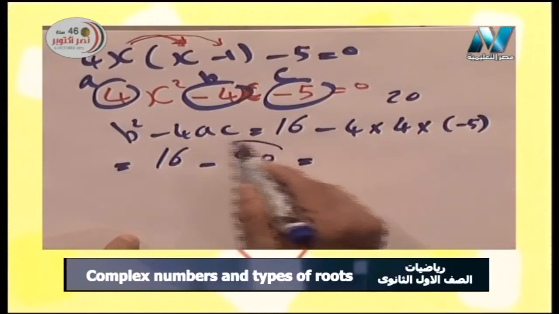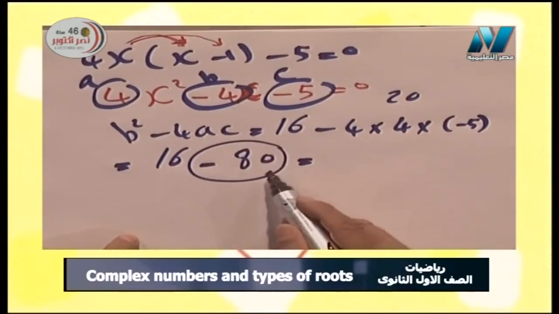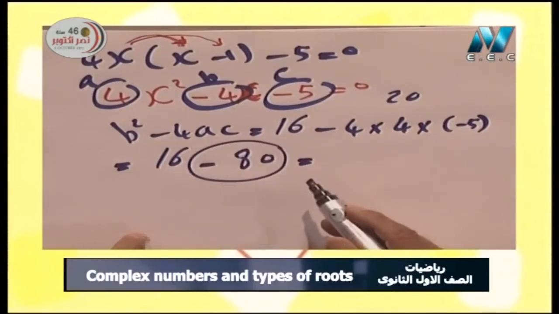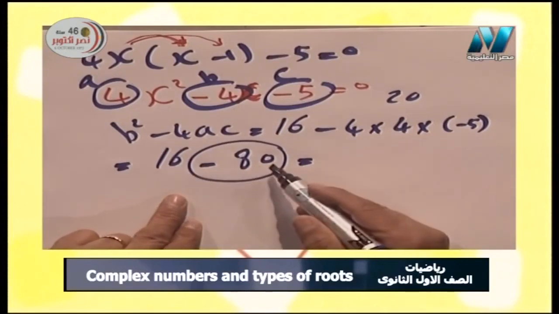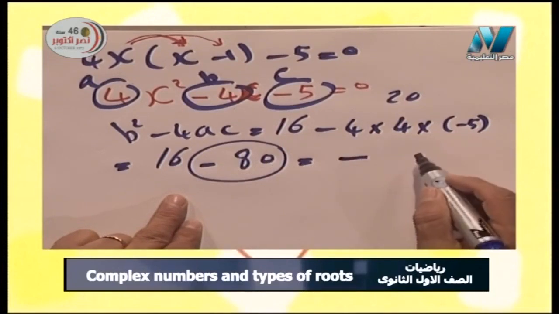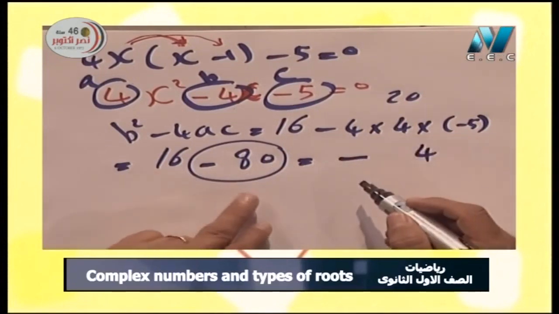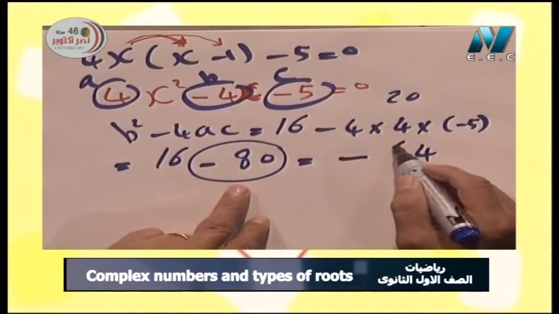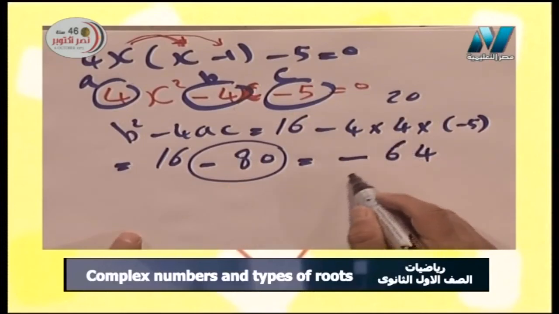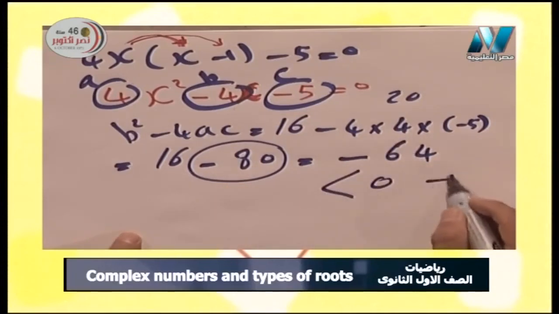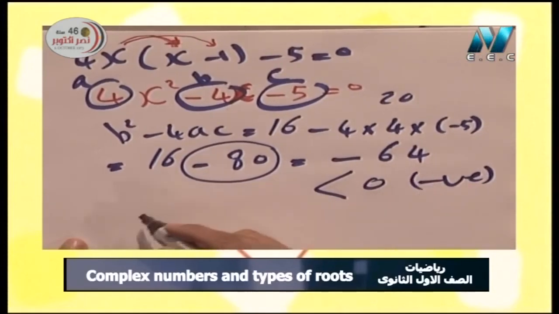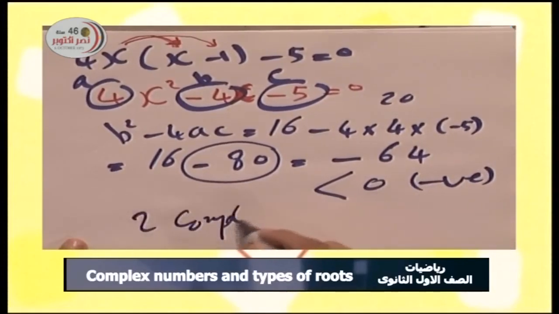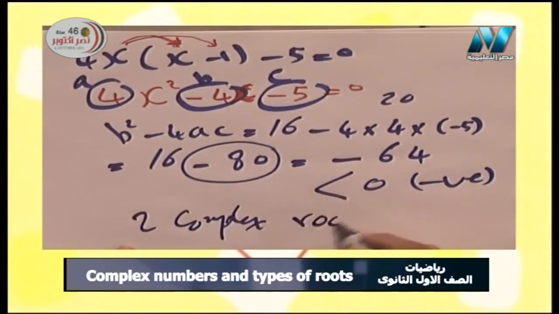And of course we have a negative number. Why? Because negative 80 is larger in magnitude than positive 16. If we try to find the answer, 16 minus 80 equals negative 64. It's less than 0, a negative number. So the discriminant is negative, and the equation has two complex roots.